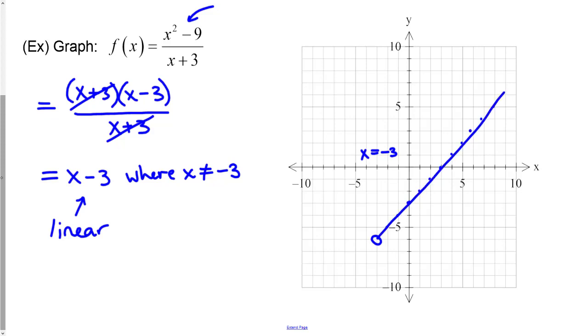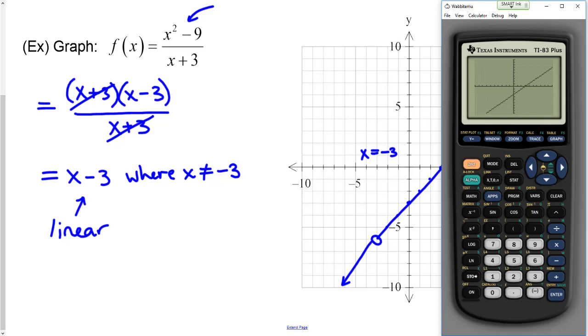Every other point here is on my line. It's just that one particular point where things disagree. So I have a hole in the graph. So this will happen anytime you have a shared factor in the numerator and denominator that will cancel out. And you'll end up with a hole in the graph. Now, let's go back to the calculator screen because there's something I want you to understand about the functionality of the calculator.